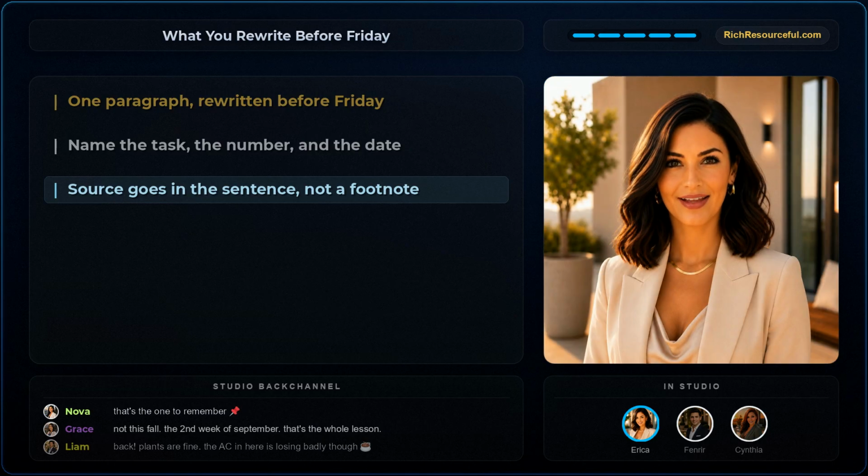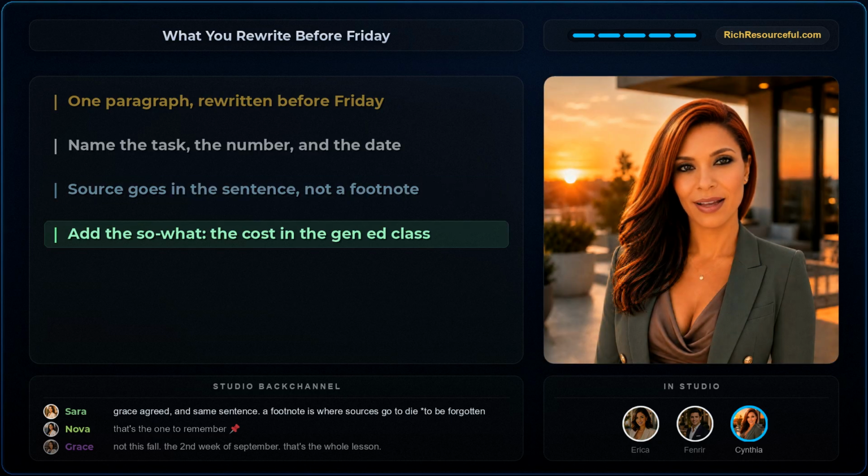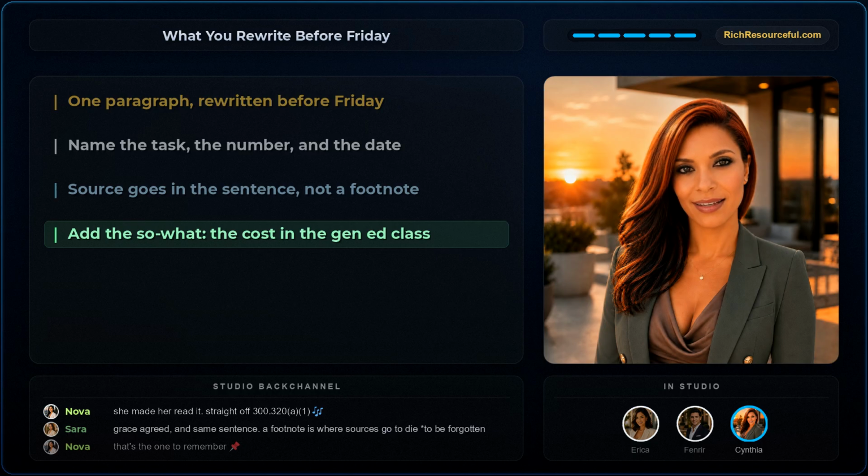A statement of the child's present levels of academic achievement and functional performance, including how the child's disability affects the child's involvement and progress in the general education curriculum. That's the whole requirement. Then add what Fenrir called the so what sentence. What it cost her in the general education class. The rest of the document reaches for that clause and is the first one cut when the box looks full.